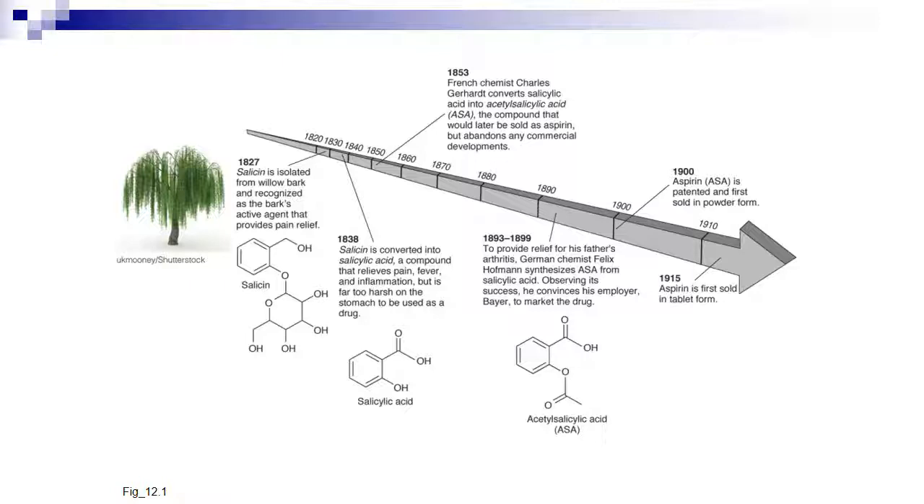So this is just a quick timeline of this semi-synthetic, because again, it's based on a natural product, but we start making some chemical modifications of it. So aspirin is considered to be a semi-synthetic product. That's a little bit about aspirin, some of the history, but we're going to get more into the chemical compound, its advantages and disadvantages in the next couple slides.